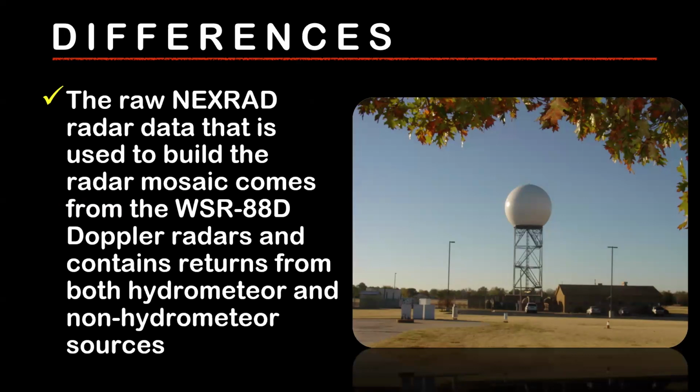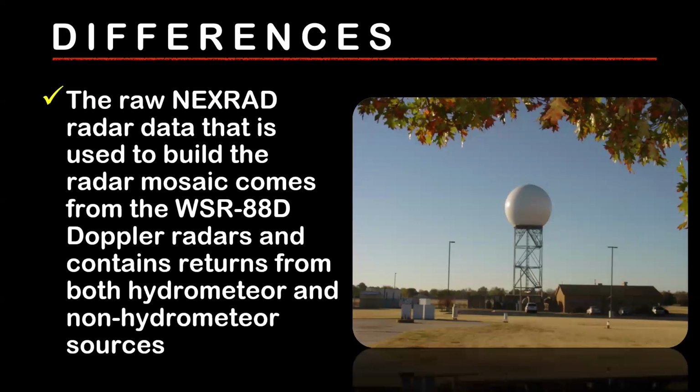So again, the raw NEXRAD data comes from all these different NEXRAD Doppler radars out there that you see here, one out of Norman, Oklahoma. And it contains returns from what are called hydrometeors, which are basically rain and snow and hail and ice pellets, and also non-hydrometeor sources. So that would be insects and birds. Chaff from military aircraft, and even airplanes produce targets sometimes. And also there's ground clutter and anomalous propagation that can work its way through.